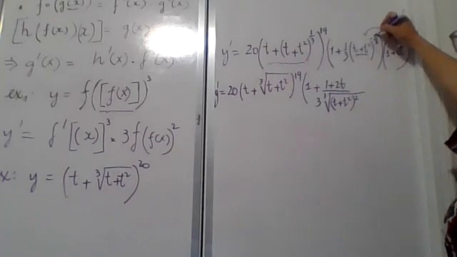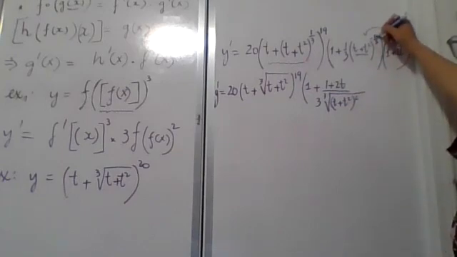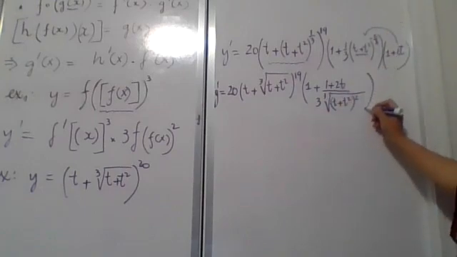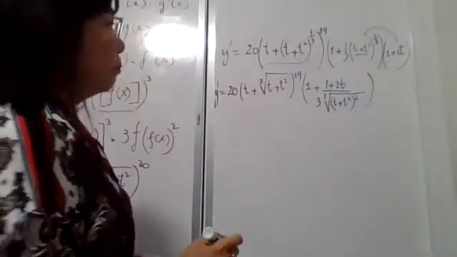Remember, this one I bring down, it becomes positive, and the power 2 is on the top, and the bottom is the root, right? So that's how we write it. And that's it. That's how you're done.